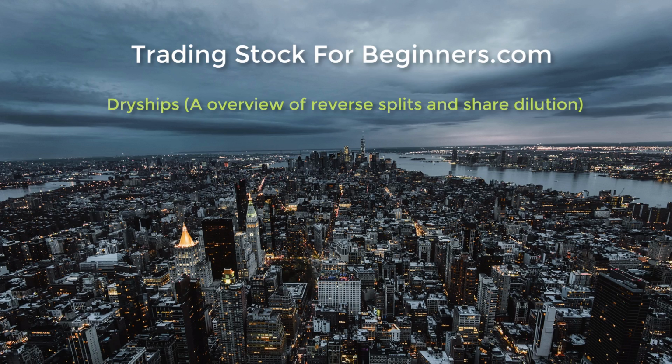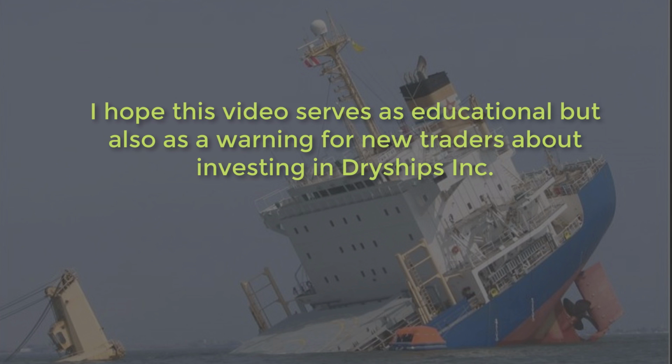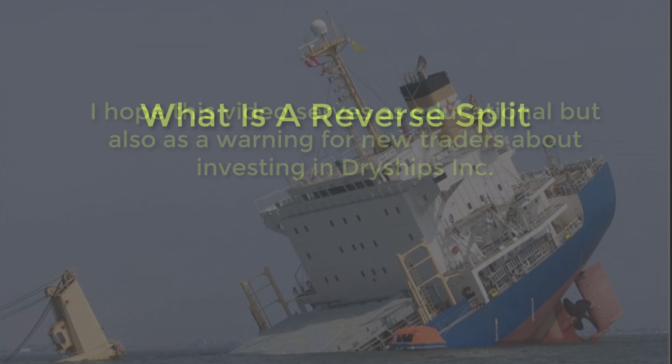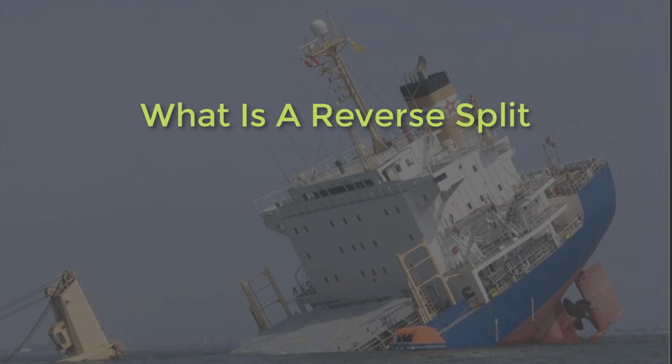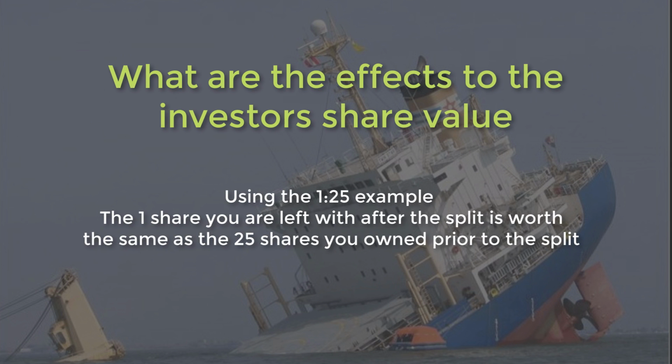I'm going to be using DRYSHIPS as an example. A reverse split is an action in which a company reduces the total number of its tradable or outstanding shares by dividing its current share count by a number. A reverse split in itself does not add or remove any value to a shareholder.